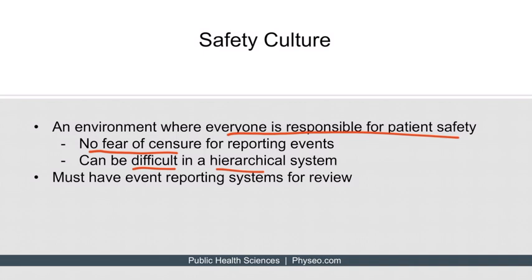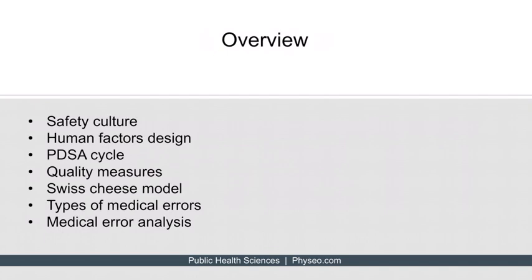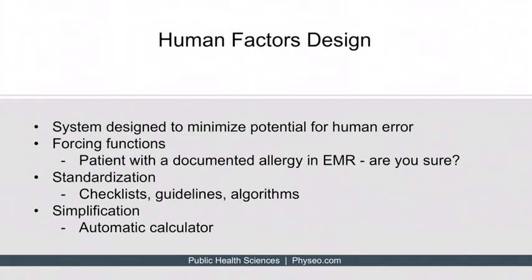It's also important to have event reporting systems in place to enable tracking of errors in the system. This is essentially a computer system that allows adverse events to be tracked and studied by an independent third party. Next on our list is a concept known as human factors design. Human factors design refers to a system designed to minimize potential for human error. There are three main aspects of this.